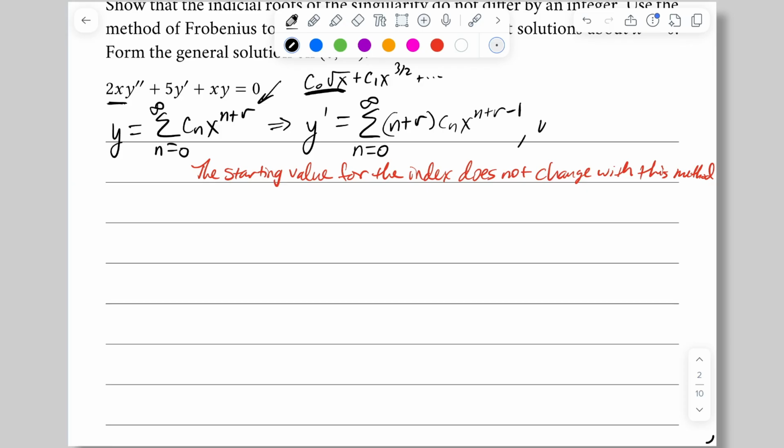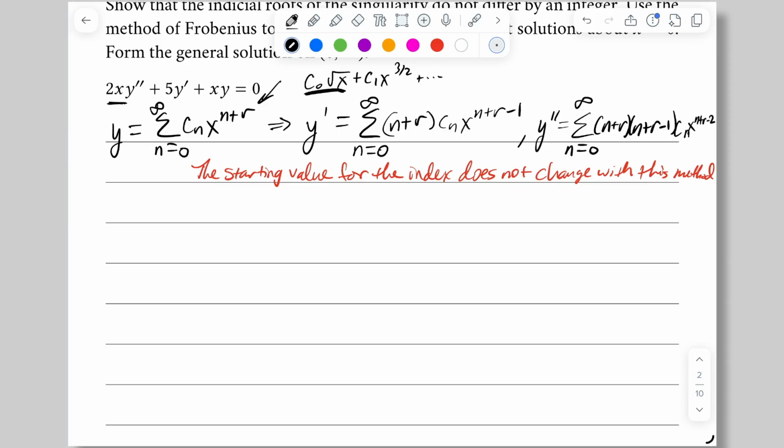That also gives us a y double prime, which is the sum, again, as n goes from 0 to infinity, of n plus r times n plus r minus 1, c sub n x to the n plus r minus 2.